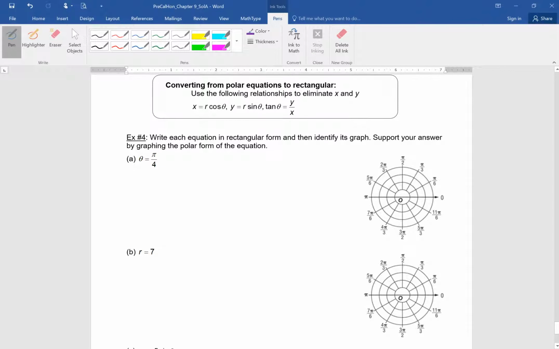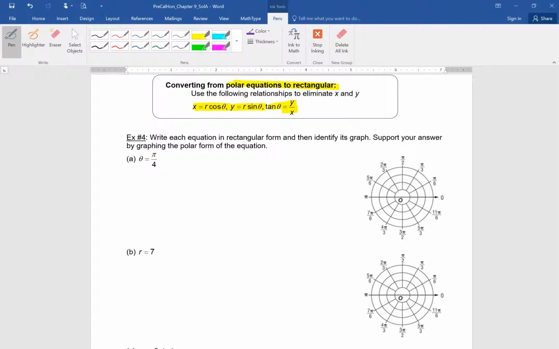Now here we have to go from polar to rectangular. In this case, we're going to have to use these relationships. X equals r cosine theta, y equals r sine theta, tangent of theta is y over x. This case is not as straightforward as going from rectangular to polar. So look at how this works.